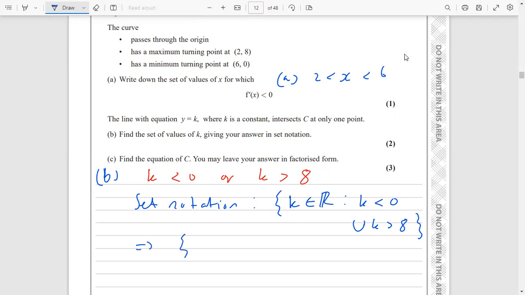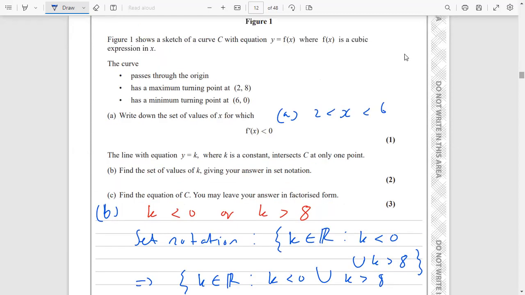So again, if we just write this out in a straight line, just to be clear, it's the set of numbers in the real number line such that k is less than 0 union with k bigger than 8, because either k could be less than 0 or, and remember the union symbol means or essentially, k could be bigger than 8. So that's going to be our set notation solution.